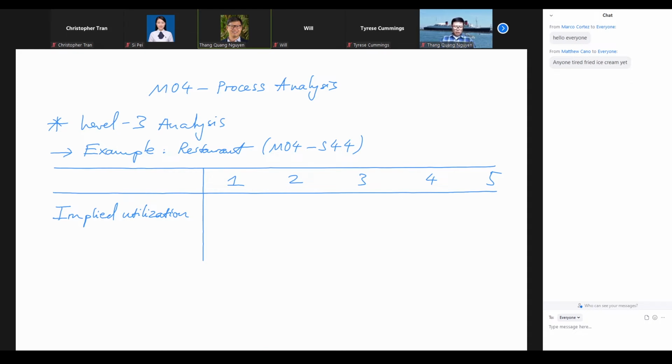Okay, so implied utilization is calculated as the following. Let me remind everybody that IU equals what? IU equals the workload or demand divided by the capacity.